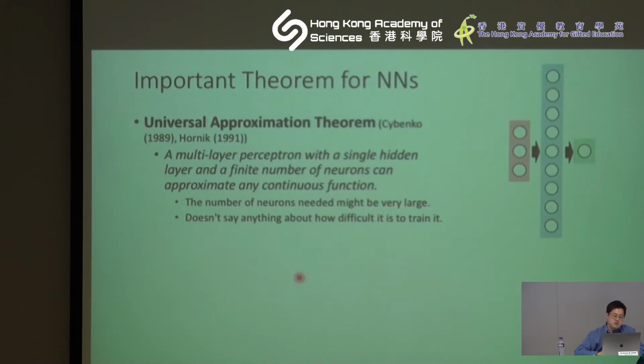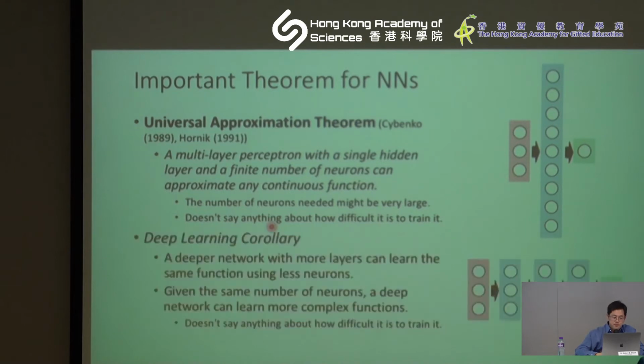There's an important theorem for neural networks called the universal approximation theorem. This theorem says that a multi-layer perceptron or neural network with a single hidden layer, something like this, one hidden layer and a finite number of neurons in that layer, can approximate any continuous function up to an arbitrary error. So basically it means that it can do anything. It can learn any kind of wiggly or complicated function that you want. But this theorem doesn't tell you how many neurons you need to learn that function, and it also doesn't say how difficult it is to learn that function.